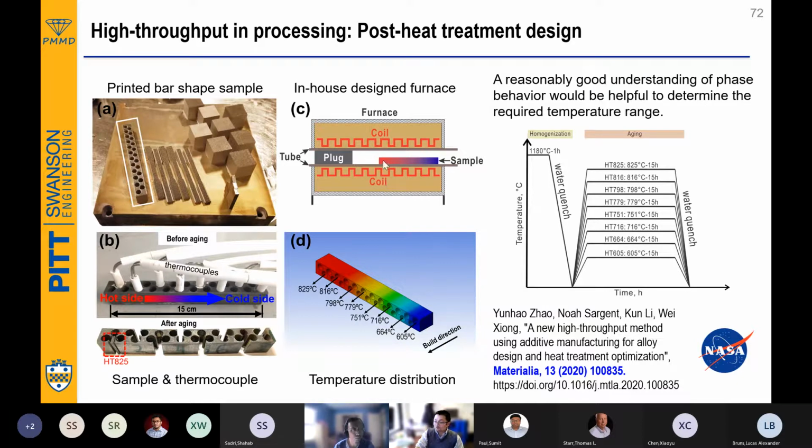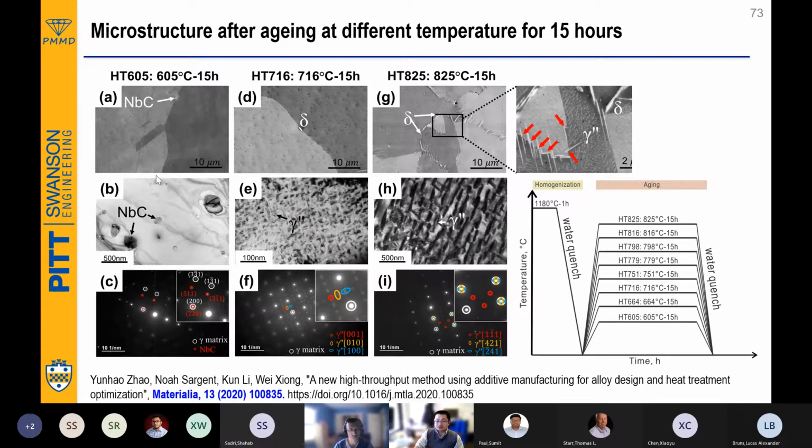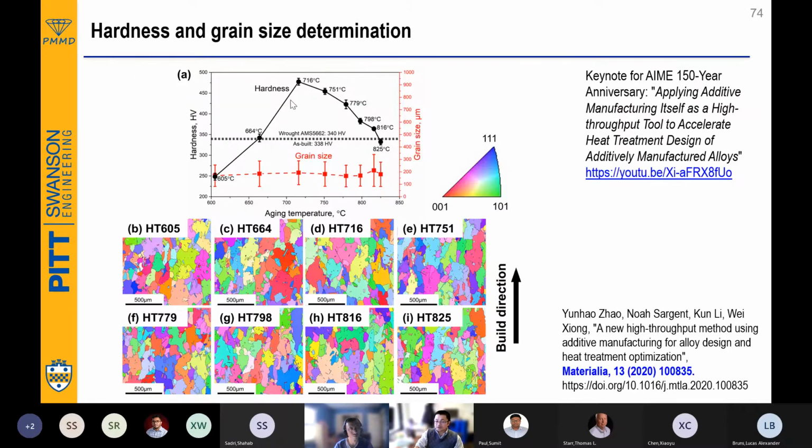So I put this furnace in the center with the heat, but then I open the gate of the furnace, and therefore you form a gradient temperature. Now with one long bar sample printed with 3D printing, you can measure the different strengthening at different aging temperatures, okay? And then you can evaluate the microstructure with the hardness and confirm 718 is the highest, the peak performance of this strengthening. So this demonstrates the method of high throughput.